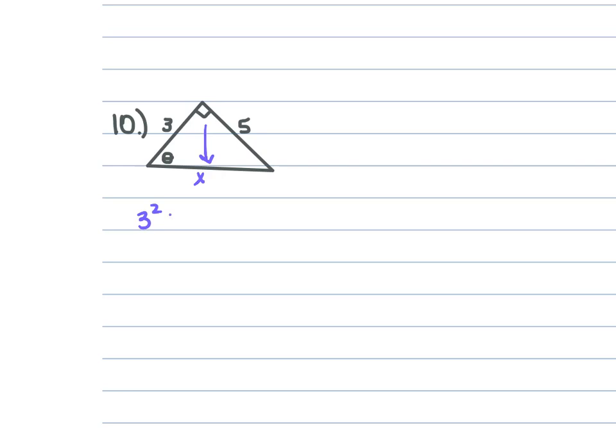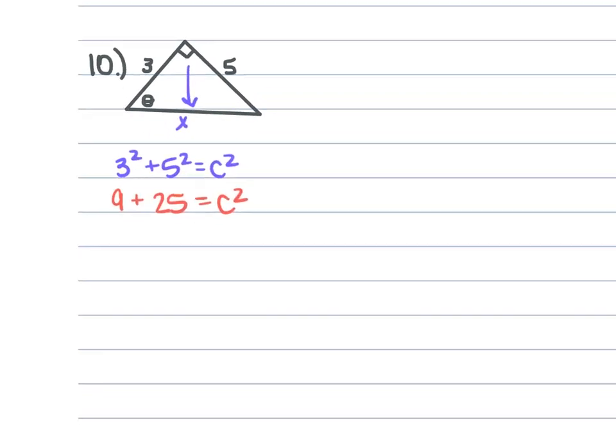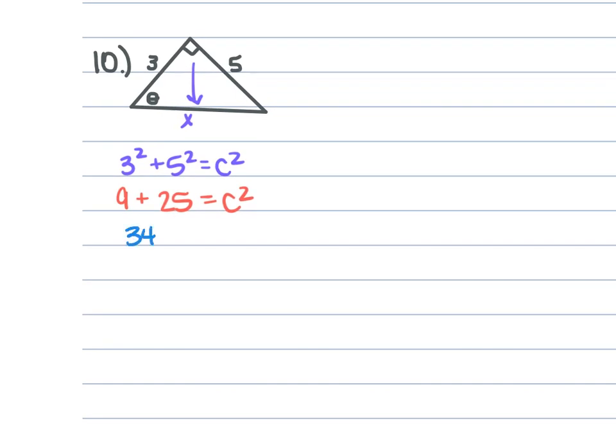So 3 squared plus 5 squared is equal to c squared. 3 squared is 9. 5 squared is 25, is equal to c squared. 9 plus 25 is going to give us 34. And then we take the square root of each side here. So c is equal to the square root of 34. Remember, 34 is just 2 times 17. 17 is prime, so you're not going to get another simpler form of the square root of 34.